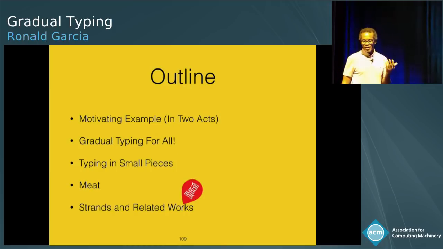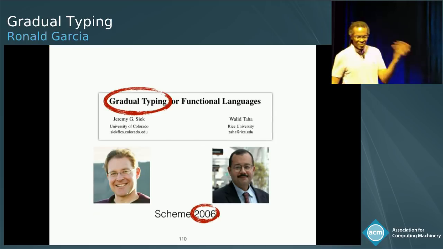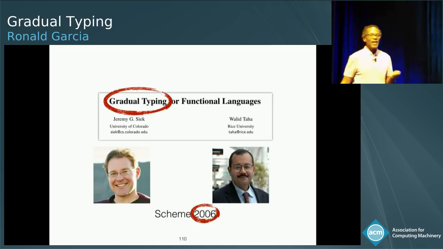So I want to now talk a little bit about some strands and some related works. Gradual typing, this paper came out in 2006, and as you can imagine, people had been thinking about and trying to combine static and dynamic checking well before 2006. I think it's Don Knuth who has this saying, which is like, sometimes people forget that back in the 1970s, we had some pretty good ideas.